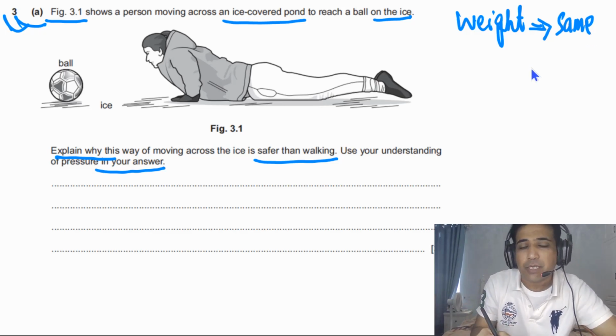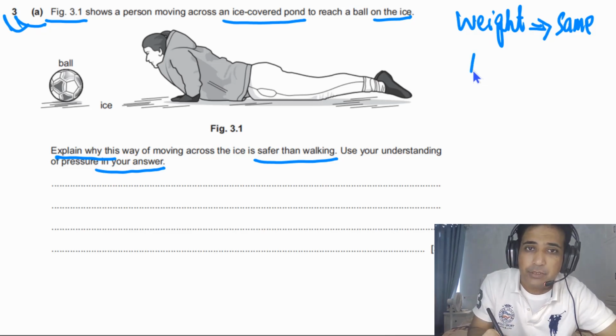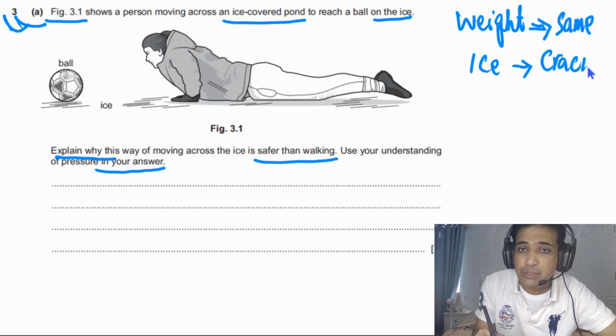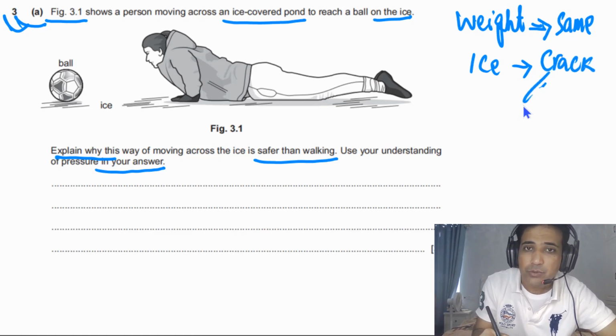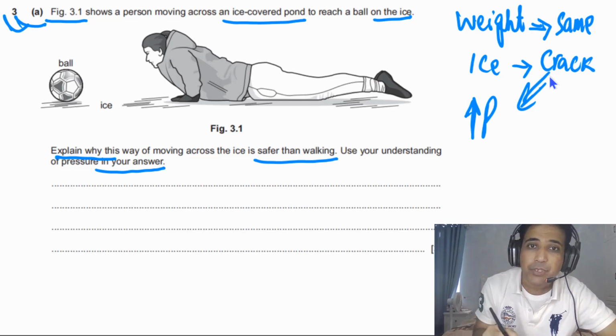Now we need to understand when the ice is less likely to crack. Ice will be less likely to crack if the value of P is lower. If P is greater, the ice is more likely to crack. So if we can lower P, we can reduce the risk of cracking the ice. So how can we reduce P?